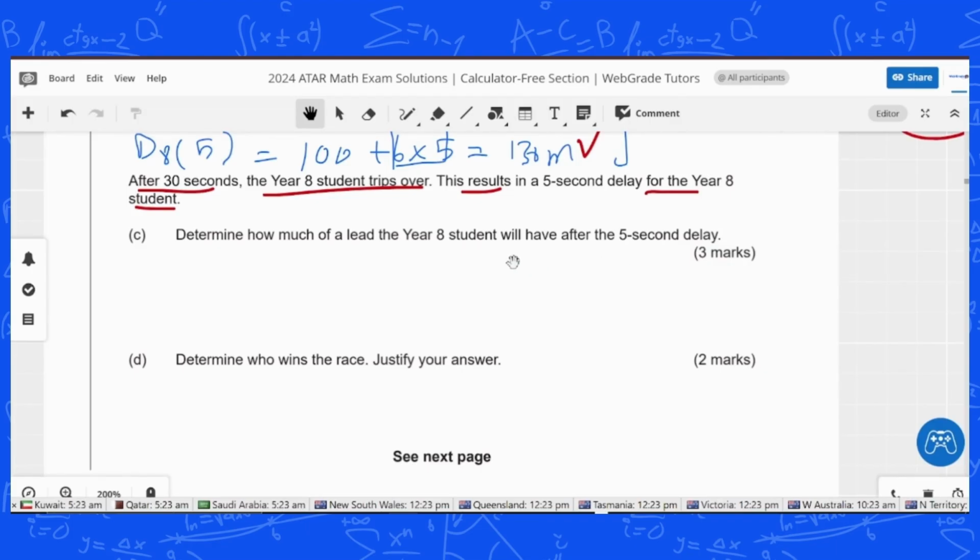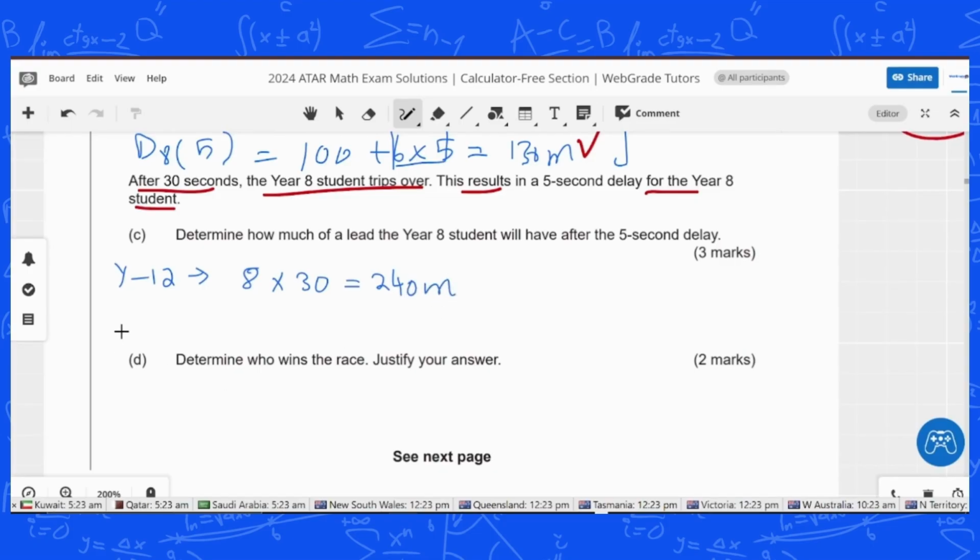That means we just need to calculate how far both students have run in 30 seconds. The year 12 student runs 8 meters per second. So we can take the year 12 student after 30 seconds first of all, then we can easily determine the 5 second delay. Year 12 student for the 30 seconds, that's 8 times 30, which equals 240 meters.